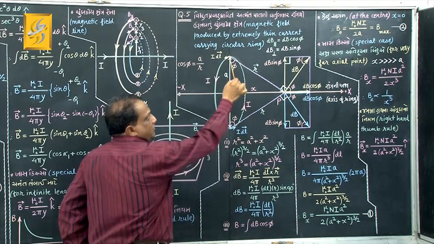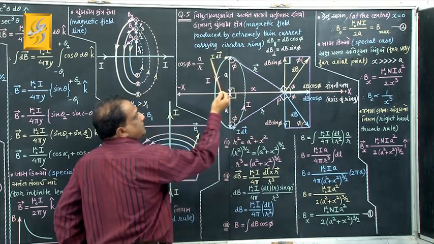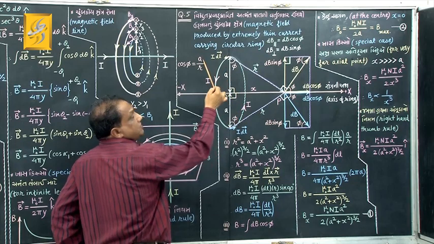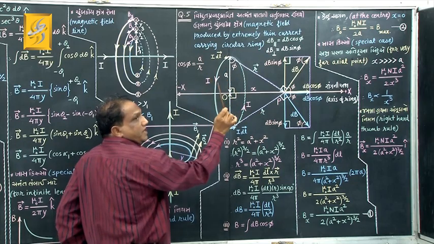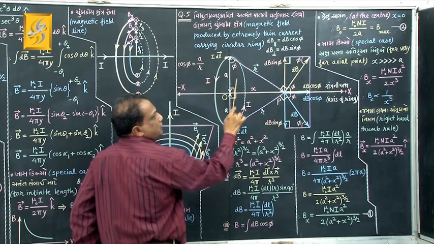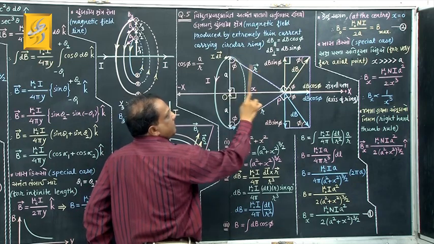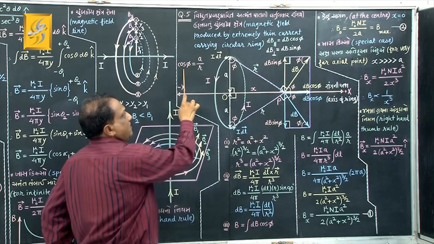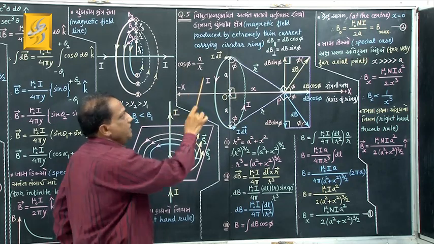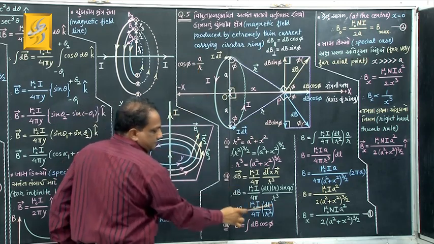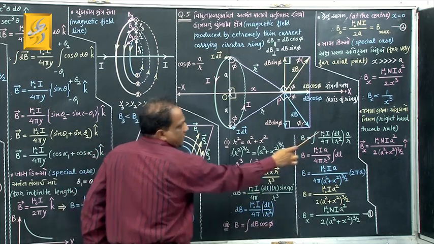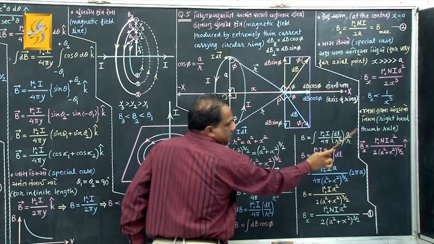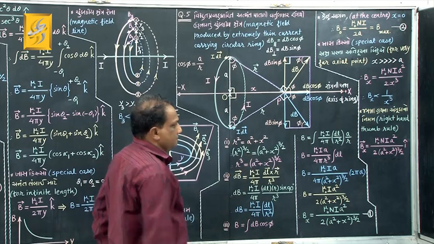What is cos phi for this right angle triangle? Adjacent to phi, which is small a, the radius of the ring, divided by the hypotenuse, which is opposite to the right angle, the magnitude of this vector, r. Adjacent side divided by hypotenuse will give you cos phi. So the value of cos phi is a upon r. Put it here. Cos phi is a upon r. Correct? Multiply now.